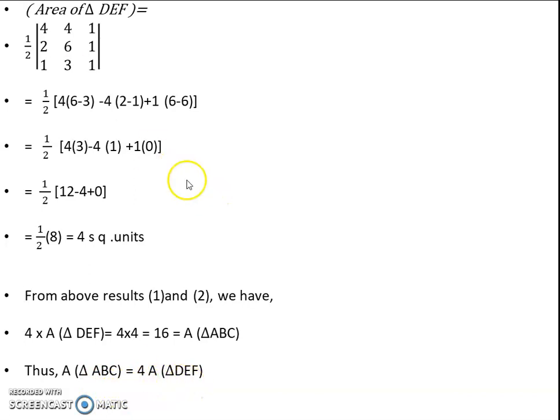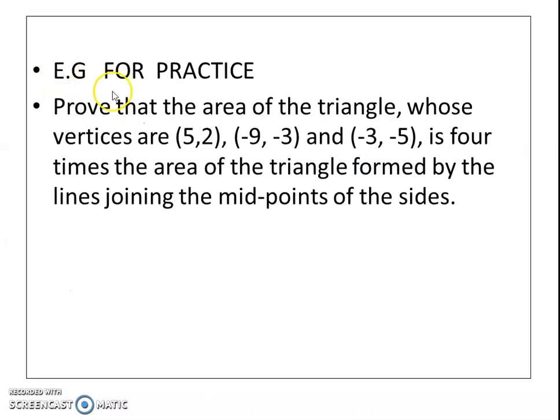That is the exact application of the determinant in our geometry purpose also. And easily we have to evaluate such an example. Obviously, example practice. You must solve to prove that the area of the triangle whose vertices are 5, 2, minus 9, minus 3 and minus 3, minus 5 is 4 times the area of the triangle formed by the line joining the midpoints of the sides.